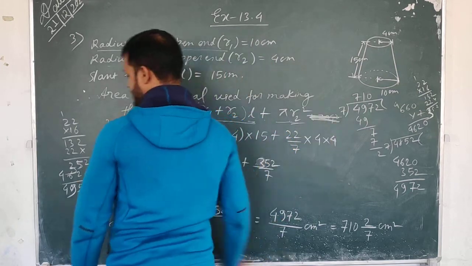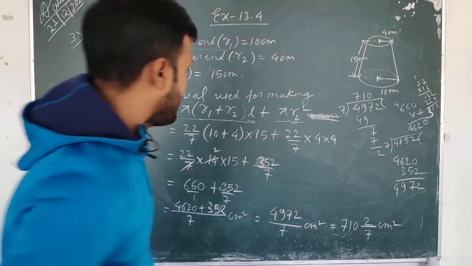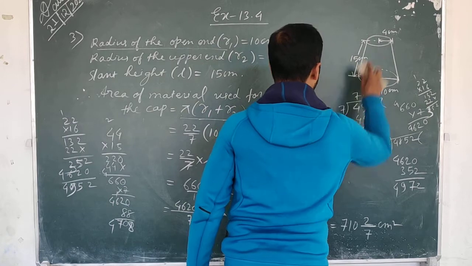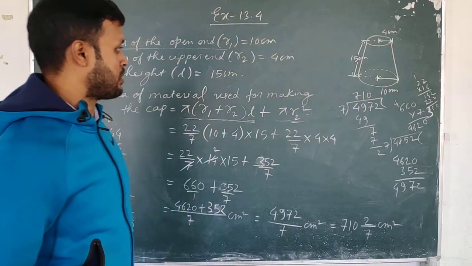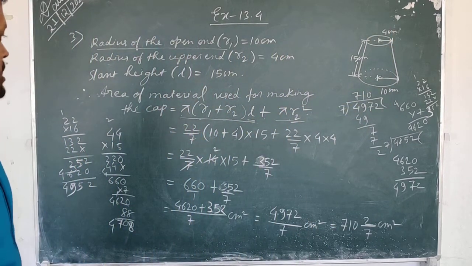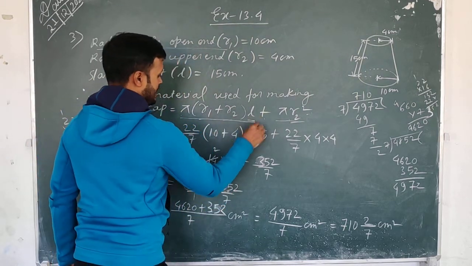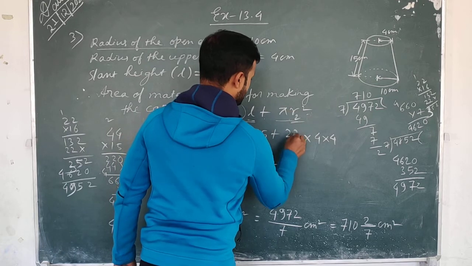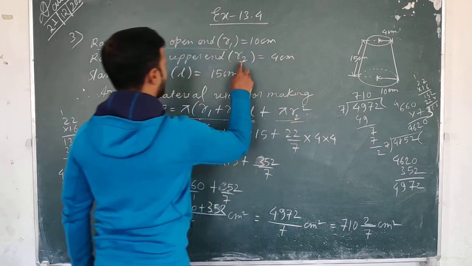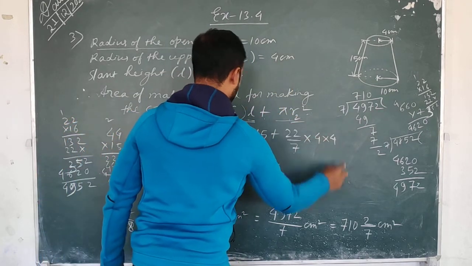Only the pi R2 square, because for the upper end we have taken the radius R2 and for the lower end we have taken R1. Okay? So just put the values down. Pi is 22 by 7. R1 means 10 and R2 is 4. L means slant height, that is 15. Pi means 22 by 7. R2 means 4. So 4 square means 4 into 4.